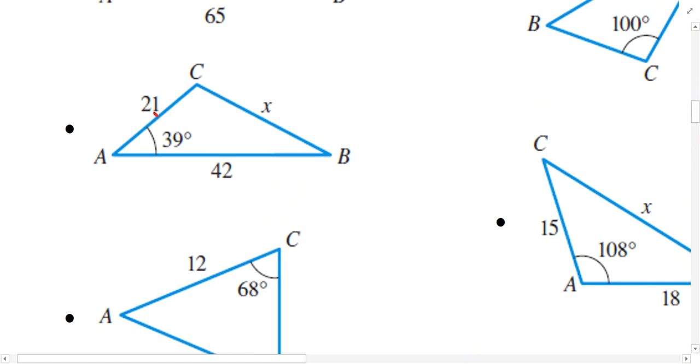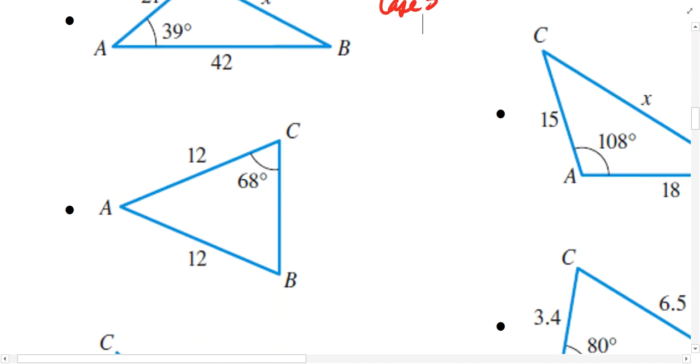In this example on the left, we have 2 side lengths and an angle measure in between. Therefore, this is an SAS triangle, and we would be using the law of cosines because this is case number 3. In this example here, we have 2 side lengths, 12 and 12, and an angle that is not included in between. So this is an SSA triangle, which falls under case number 2, and we would use the law of sines to solve this triangle.